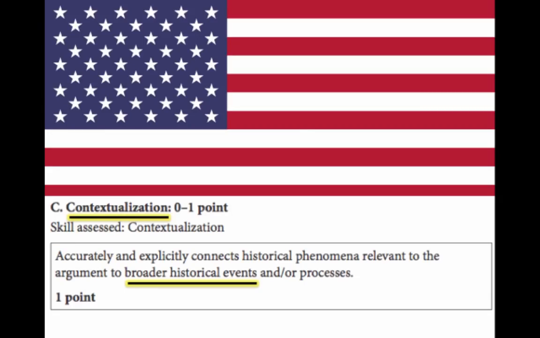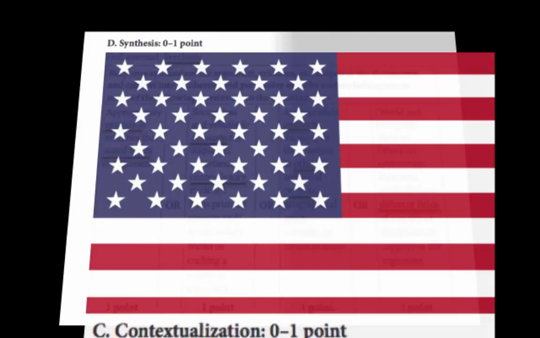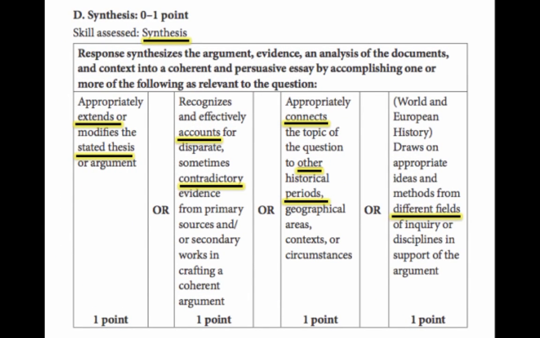And then finally, as you're writing all this beautiful stuff, you have this evidence, you have these documents and the outside info and a solid thesis, and you're using these historical thinking skills, you're going to put it all together. Section D of the rubric, basically you can get a point here. Synthesize. Are you able to show why it all matters? And there's a couple of different options. There's 4 different ways that you can get this synthesis point.